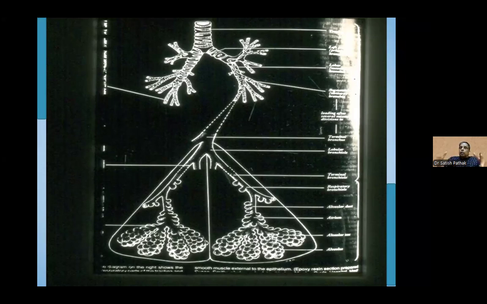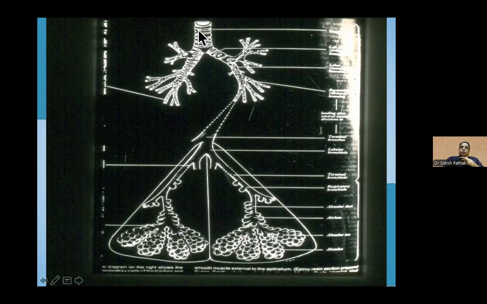Suppose you take both the lungs out on the table and try to inflate them with a pump. How much area can they occupy, do you know? Half a lawn tennis court. Such a huge capacity lung is situated in our chest.